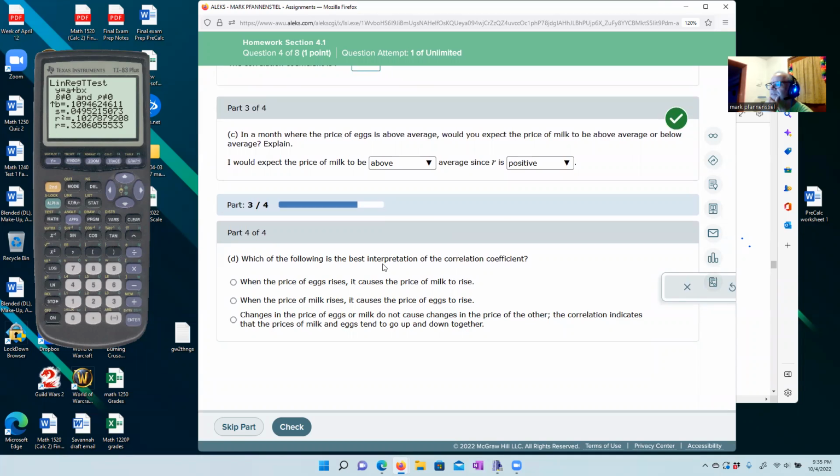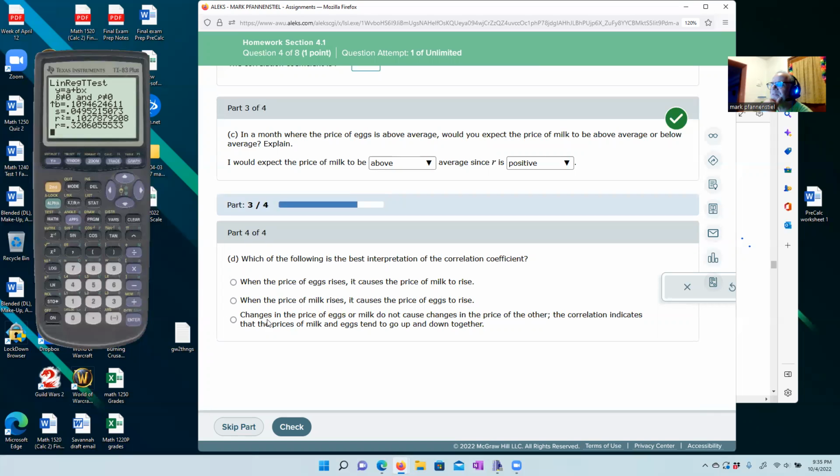What's the best interpretation of the correlation coefficient? When the price of eggs rises, it causes... See, here's the thing. When it says causes, the price of eggs is not causing the price of milk to rise. We don't feed cows eggs. They might be related, but the cost of eggs is not causing the price of milk. And the price of milk rising doesn't cause the price of eggs to rise. We're not saying the chickens are going to drink the milk. There's probably something going on behind the scenes making both of them rise. I'm not going to say that eggs cause milk to rise or milk causes eggs to rise.